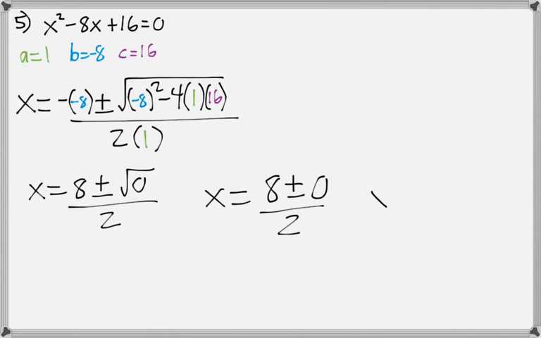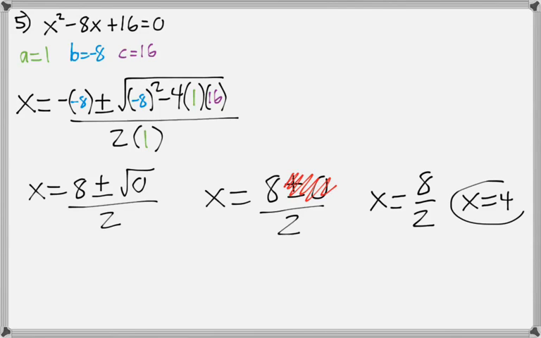And then if you add 0, it doesn't change anything. If you subtract 0, it doesn't change anything. So we actually can just cancel out the plus or minus 0. And this is 8 over 2, which is just 4. So we really only have one answer on this one. And that really happens anytime you have square root of 0, is you'll only have one answer.